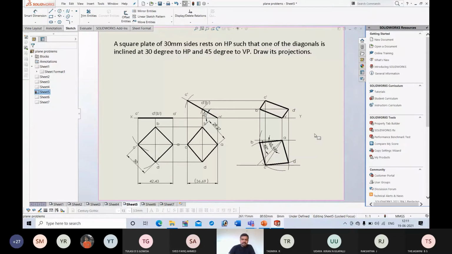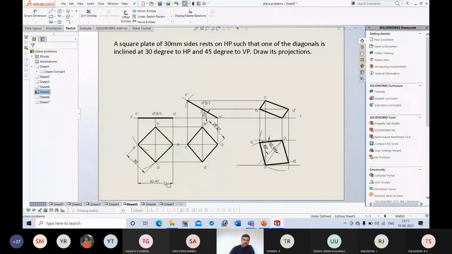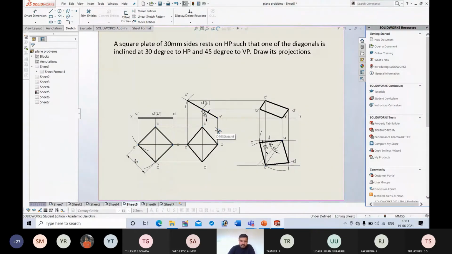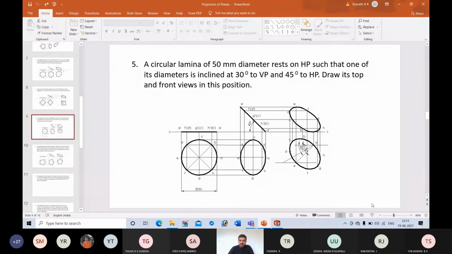If you have any doubts regarding this, you can ask questions. I will try to clarify your doubt. If you don't have any doubts, I will move on to next problem. So this is the problem which we solved now. Later I will share this solution. So you should draw it as classwork too. Next I will consider last problem of today's class.